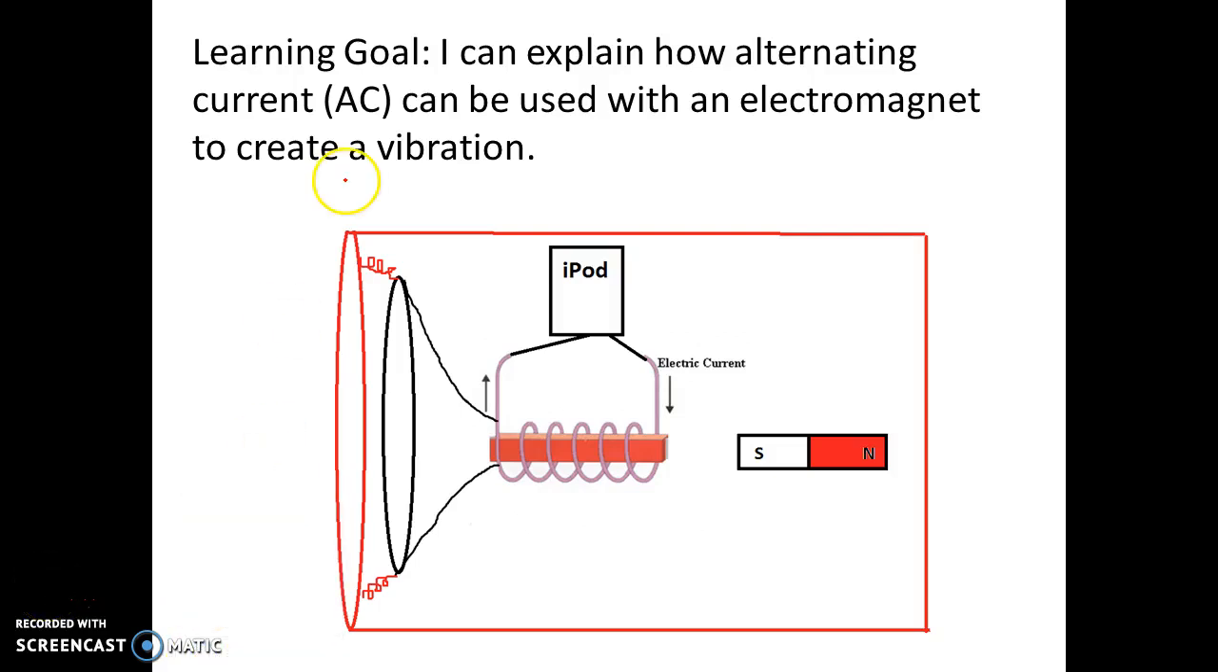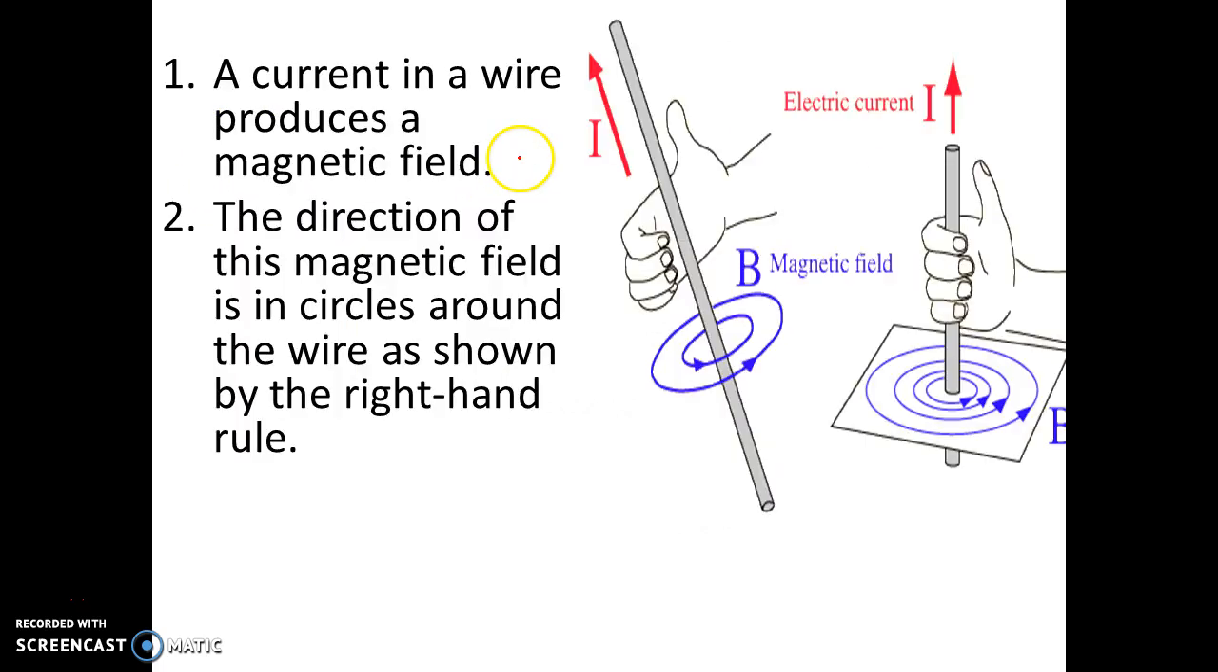Okay, in this video we are going to explain how alternating current can be used with an electromagnet to create a vibration. So let's just review what we know about current and magnetic fields.